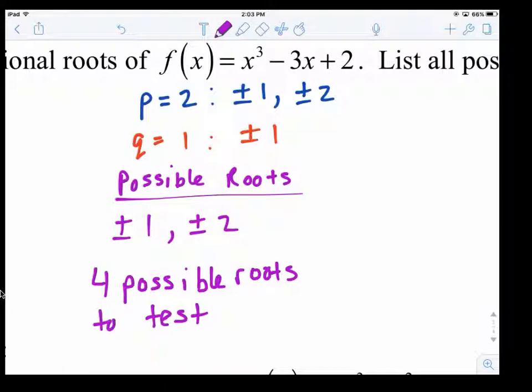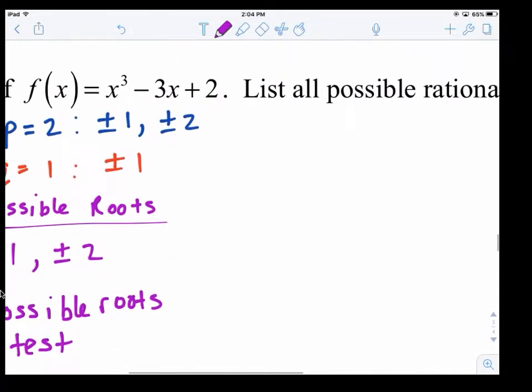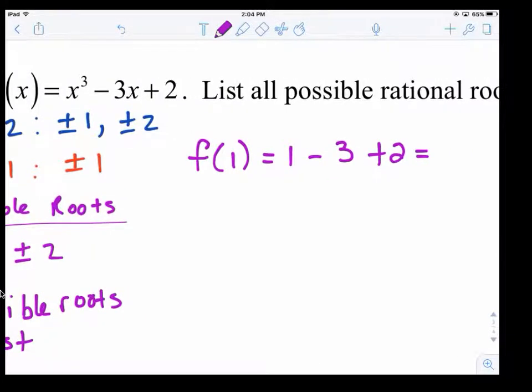All right, now, if these numbers work, if they are roots to my equation, when I plug them in, what should I get back? 0, right. So I'm going to test 1 first. So f(1), I get 1 minus 3 plus 2, which is 0. So that is a root, because that tells me that it's a root.